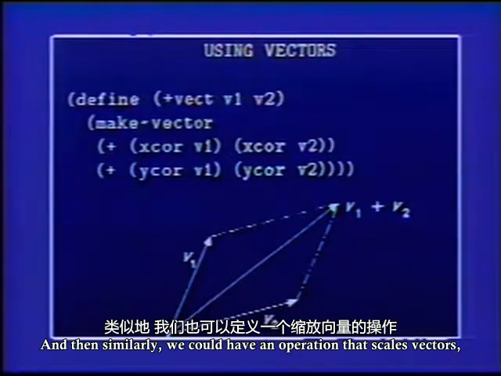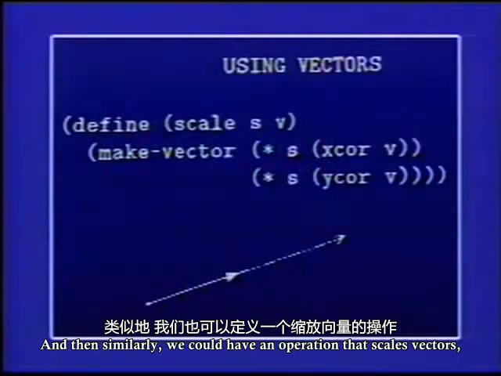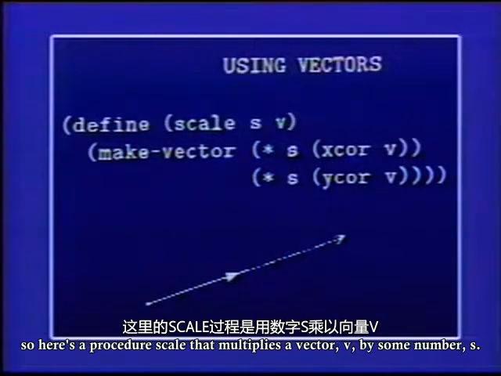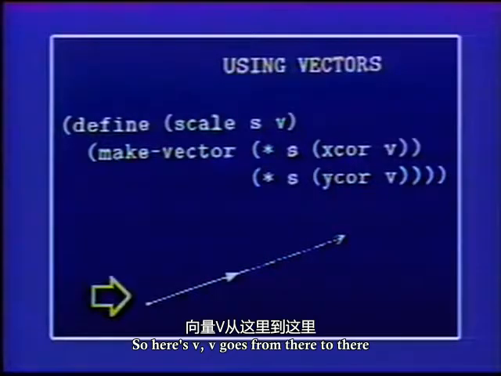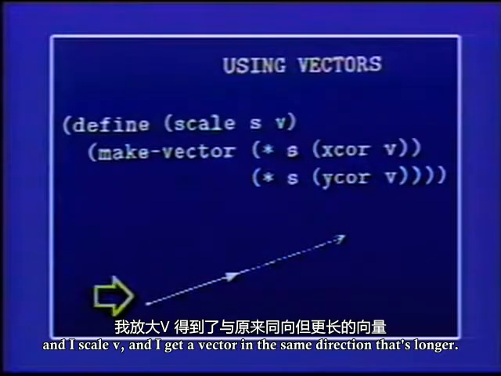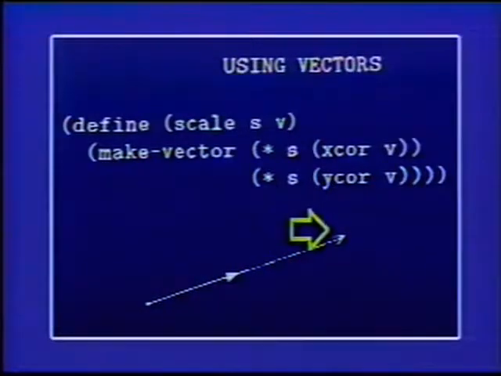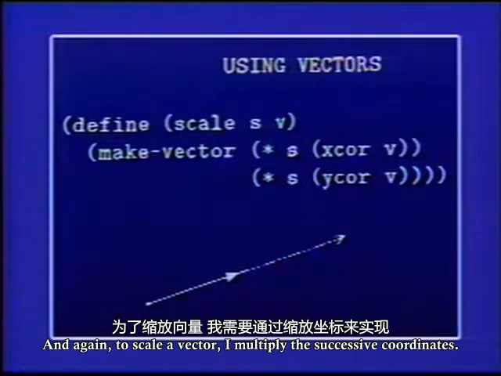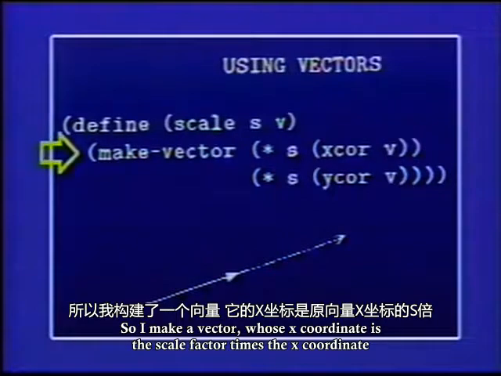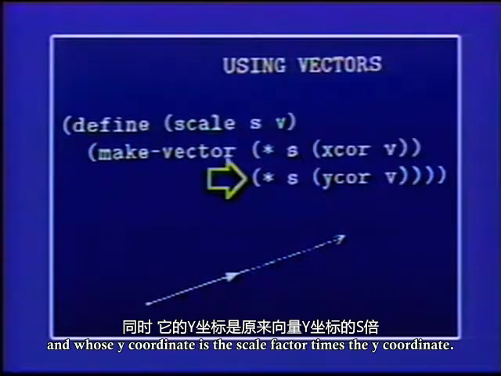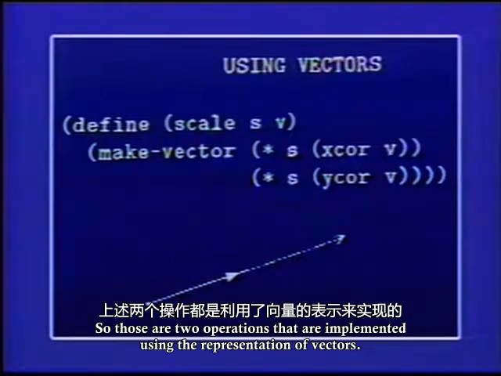Similarly, we could have an operation that scales vectors. So here's a procedure scale that multiplies a vector v by some number s. So here's v. V goes from there to there. And then I scale v, I get a vector in the same direction that's longer. And again, to scale a vector, I multiply the successive coordinates. So I make a vector whose x-coordinate is the scale factor times the x-coordinate, and whose y-coordinate is the scale factor times the y-coordinate.